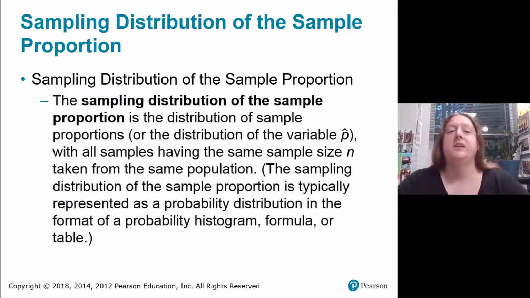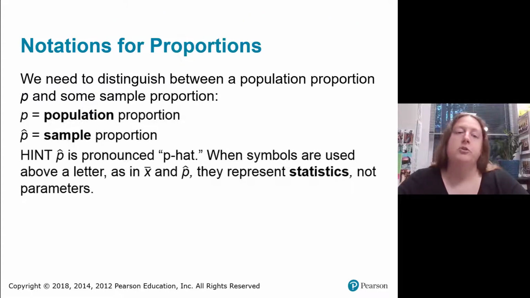Let's take a look specifically with sample proportions. So the sampling distribution of the sample proportion is the distribution of sample proportions, or the distribution of the variable p hat, with all samples having the same size n taken from the same population. And again, we generally display them, represent them the same ways. So some notation for proportions. So distinguishing between a population proportion and a sample proportion, we'll use p as the population proportion. We'll use p hat as the sample proportion.